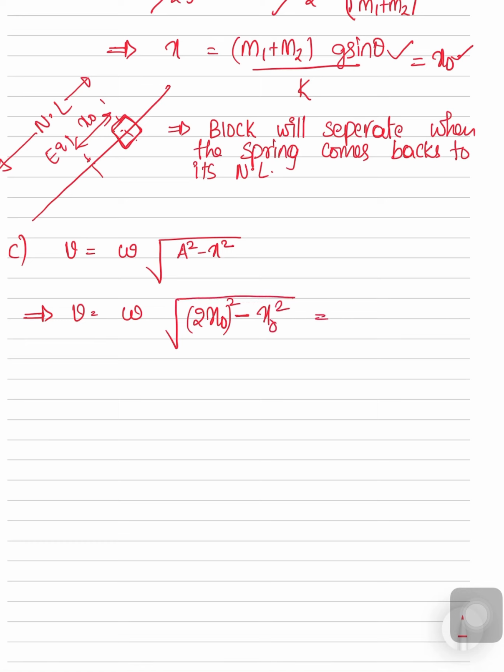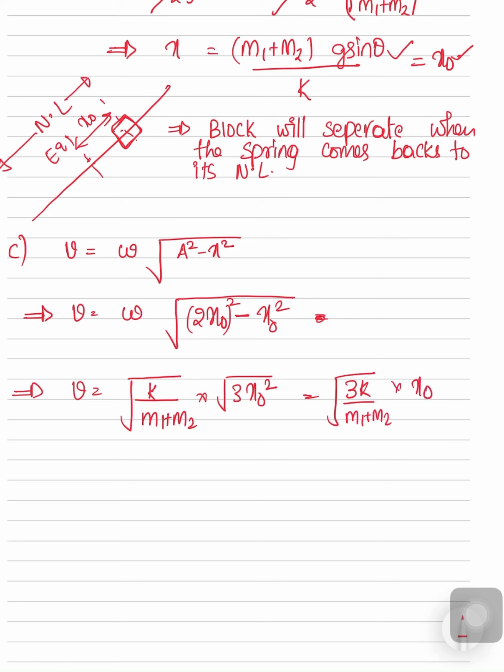This will be omega, I am just substituting the values here, let us write it down. This will be v equal to omega, which is root of k by (m1 plus m2), into root of 3 x0 square. So this will be root of 3k by (m1 plus m2) into x0. We know the x0 value, which is this. Let us just substitute it here. So here we will be getting v equal to root of 3k by (m1 plus m2) into (m1 plus m2) into g sin theta divided by k.